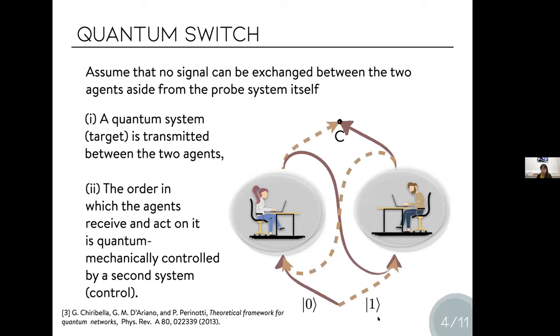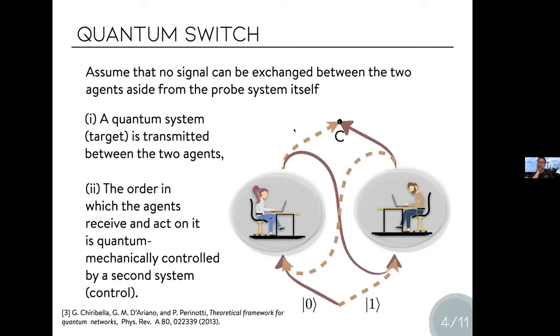Let me call this quantum system the control system, given that it controls the order between the operations. Then one could have that whenever the control system is in a quantum superposition of zero and one, for instance in a diagonal basis, then one could have a quantum superposition of Alice performing an operation before and after Bob.